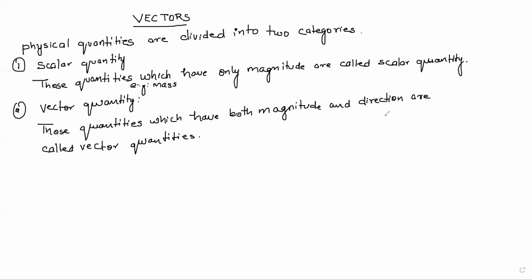So for example, displacement have both magnitude and direction, or we can say velocity, acceleration, force. So all these quantities have both magnitude as well as direction. That's why these are called the vector quantities. Okay, so this is the difference between the scalar and the vector quantity. So this chapter is vector, so we will do the detail of the topic which are there in the vectors.